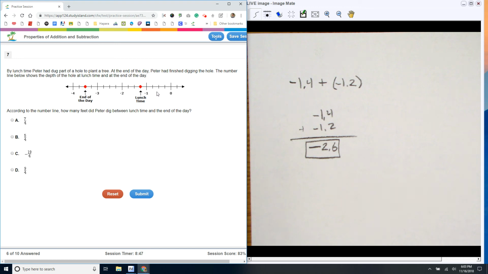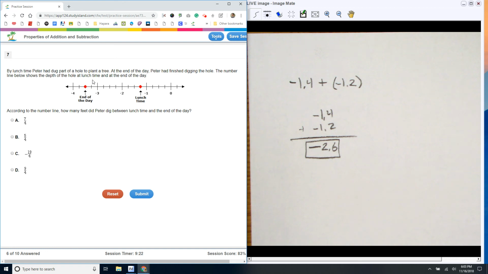So where was it at lunchtime? It was at -1 and then 1, 2, 3, 4. So -1/4. So -1 and 1/4. If I go 1 and then 2, I would be at -3 and 1/4. But we could just count quarters because all of your answers are in quarters. So let's count. How far did he dig? How many quarters? Every one of these little sections is a quarter because there are 4 sections in one. So minus 1, 2, 3, 4, 5, 6, 7, 8, 9.